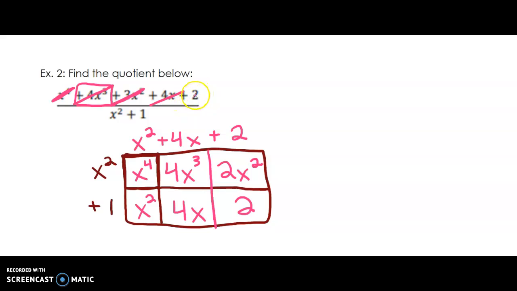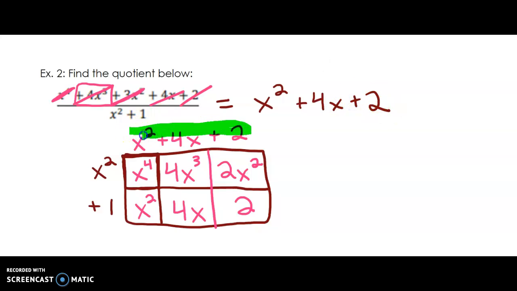Same thing with our 2. We have 2 in our area model already. That has been taken care of. And so if we were thinking about what the quotient is, it is going to be x squared plus 4x plus 2, this factor that we just came up with at the top of our area model.